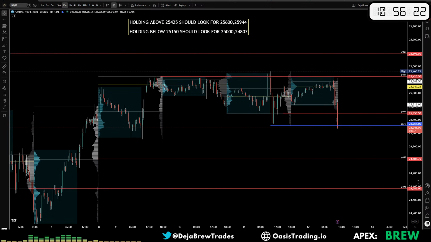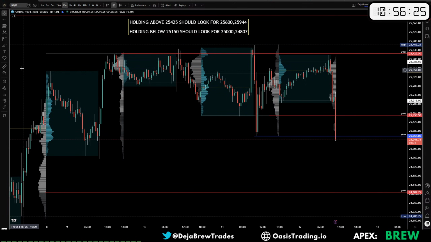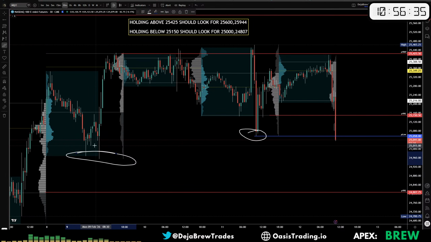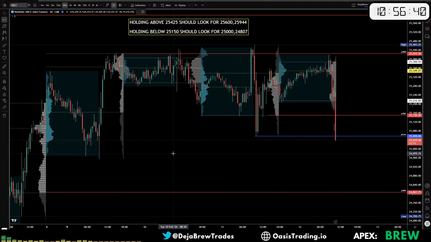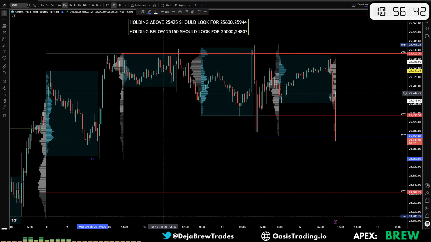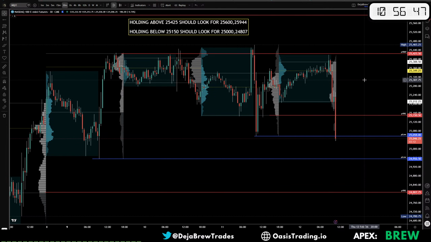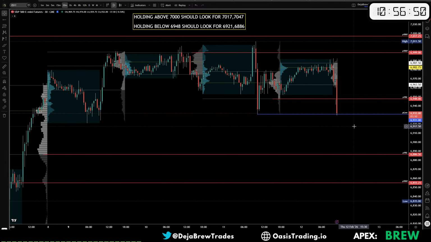And this is the problem that we talked about with losing those value lows. It's very dangerous. You have that low of day being taken out yesterday. You have the low of day on Monday coming up. And then you have that prior value from Monday as well. Trying to hold that support on the low of day of yesterday on ES.